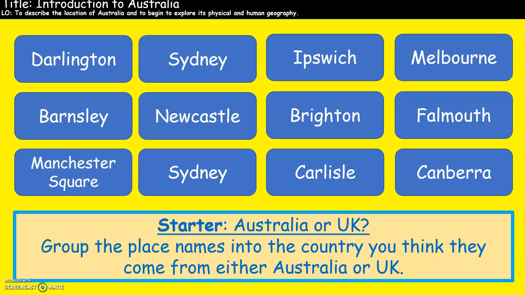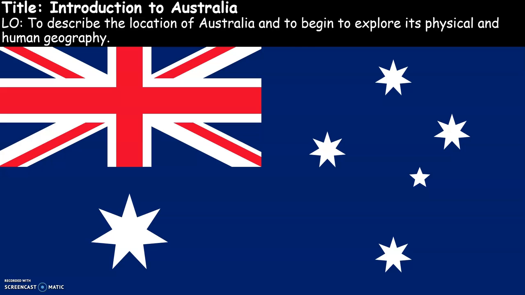But it's nice to bear in mind that Australia has a lot of connections with the United Kingdom as a whole. Now, in terms of what we're focusing on, like I said at the start, it's an introduction to Australia. The lesson objective is to describe the location of Australia and to begin to explore its physical and human geography.